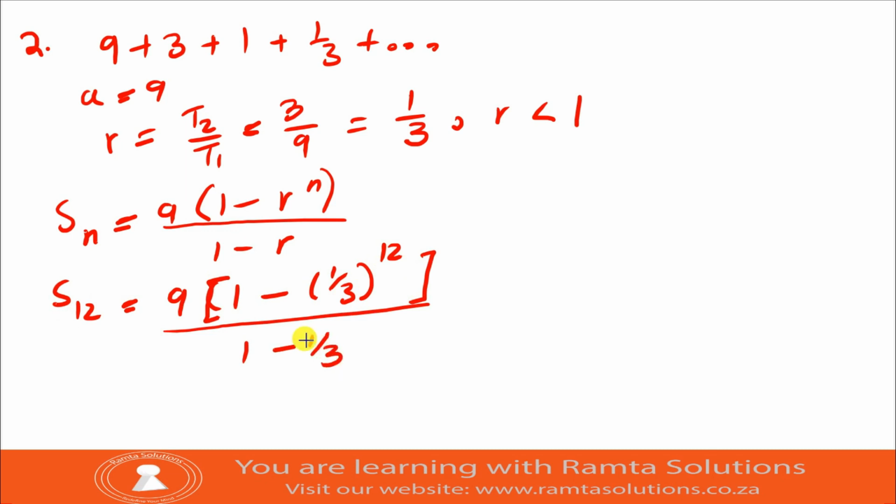Now we have 9 into 1 minus 1 over 3 to the 12. Do not forget to add this 1 over 3 in your bracket like I did, especially the one at the numerator, over 1 minus 1 over 3. Our answer here is 13,50. Okay, great stuff. Now let's try the third one.